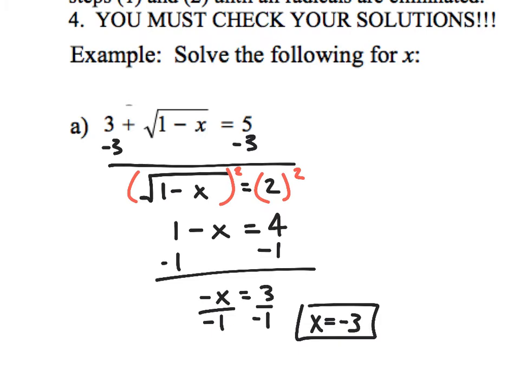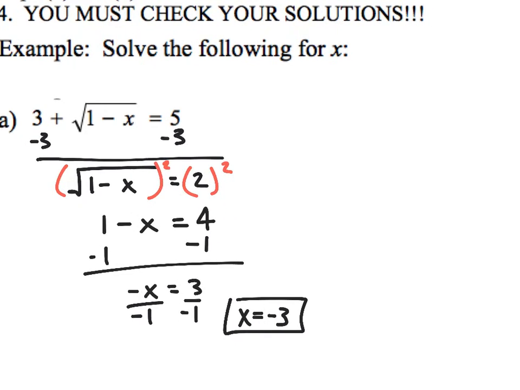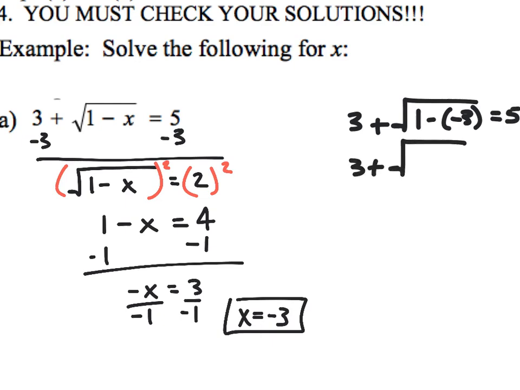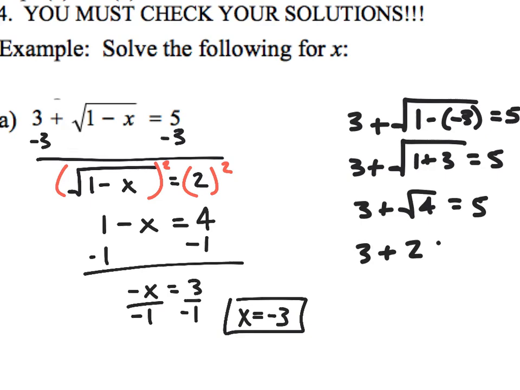So if we check it, I'm going to do 3 plus the square root of 1 minus negative 3. Is that going to give us 5? So I get 3 plus the square root, 1 minus negative 3 is really 1 plus 3, and that's going to give me 5. So I get 3 plus the square root of 4, which is 5. And so I get 3 plus 2 is 5, and so I get 5 equals 5.